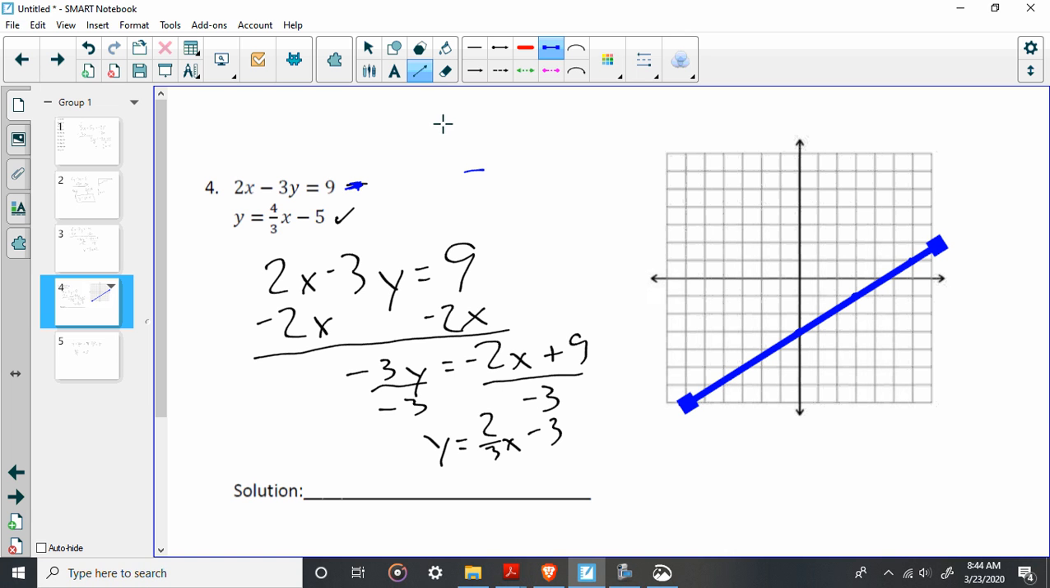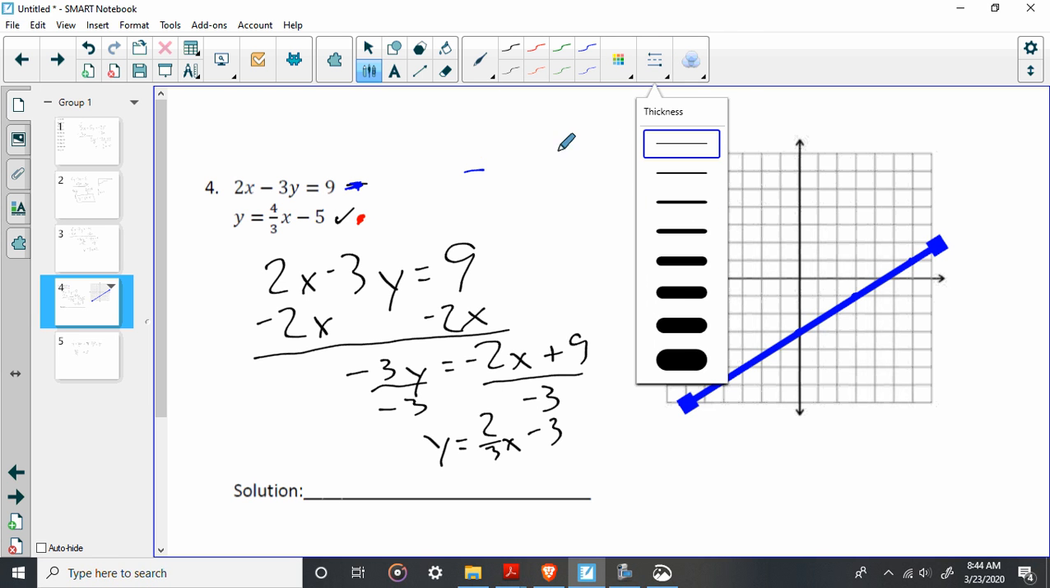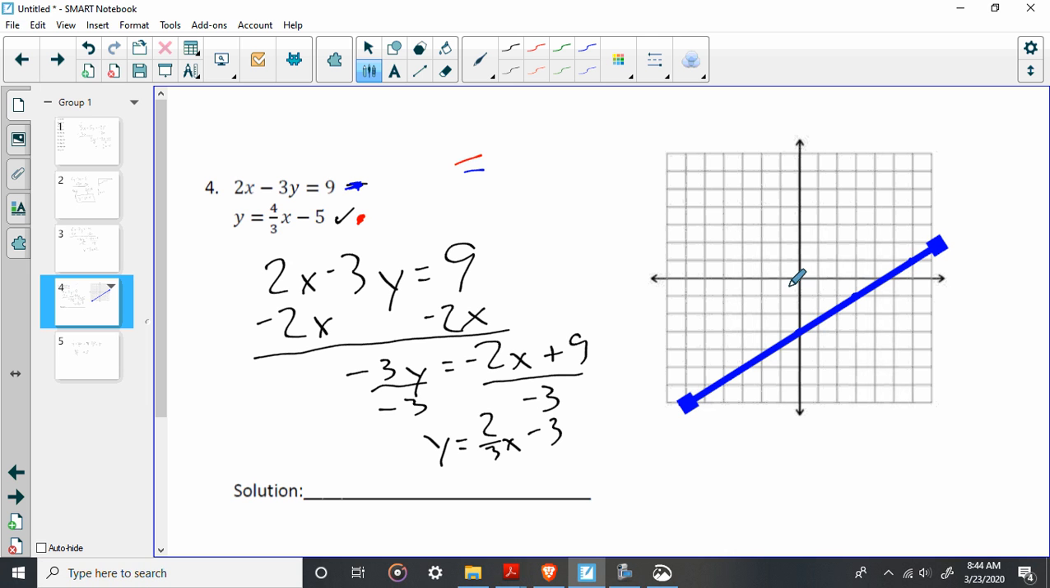And let's do the other one in a different color. We'll do the other one in red. So where am I starting from? I'm starting from negative 5. Negative 1, 2, 3, 4, 5. And my slope is 4/3, so I'm going up 4 and over 3. So 1, 2, 3, 4, 1, 2, 3. There's our answer. Okay. And we can connect the dots there.